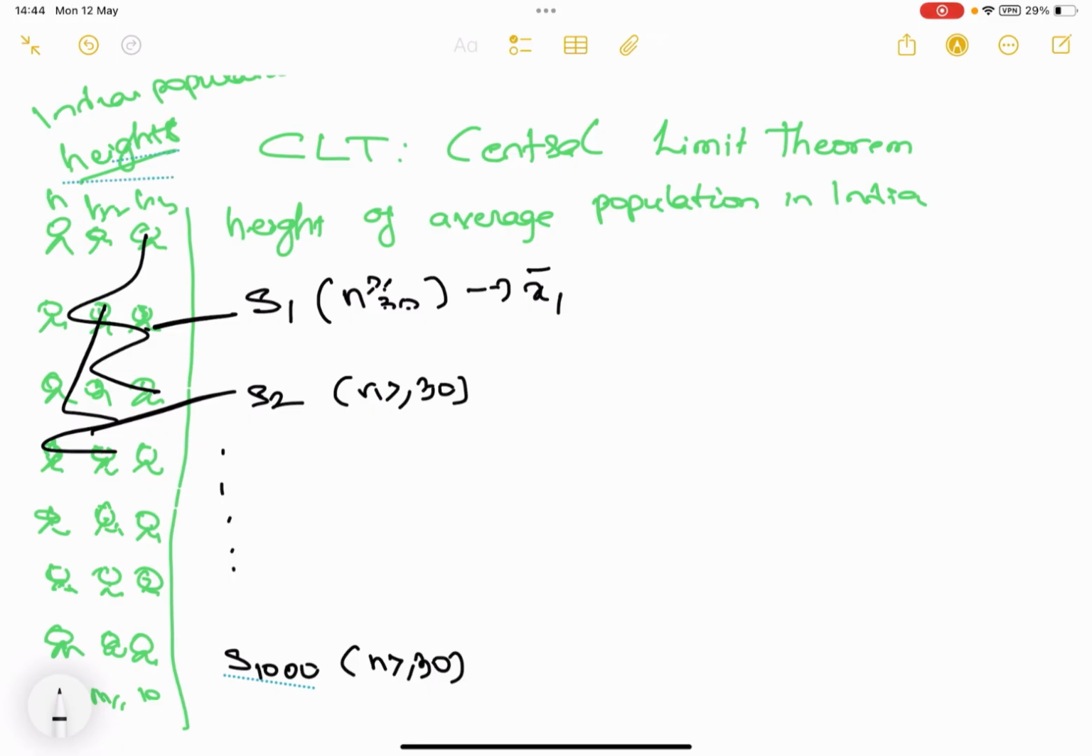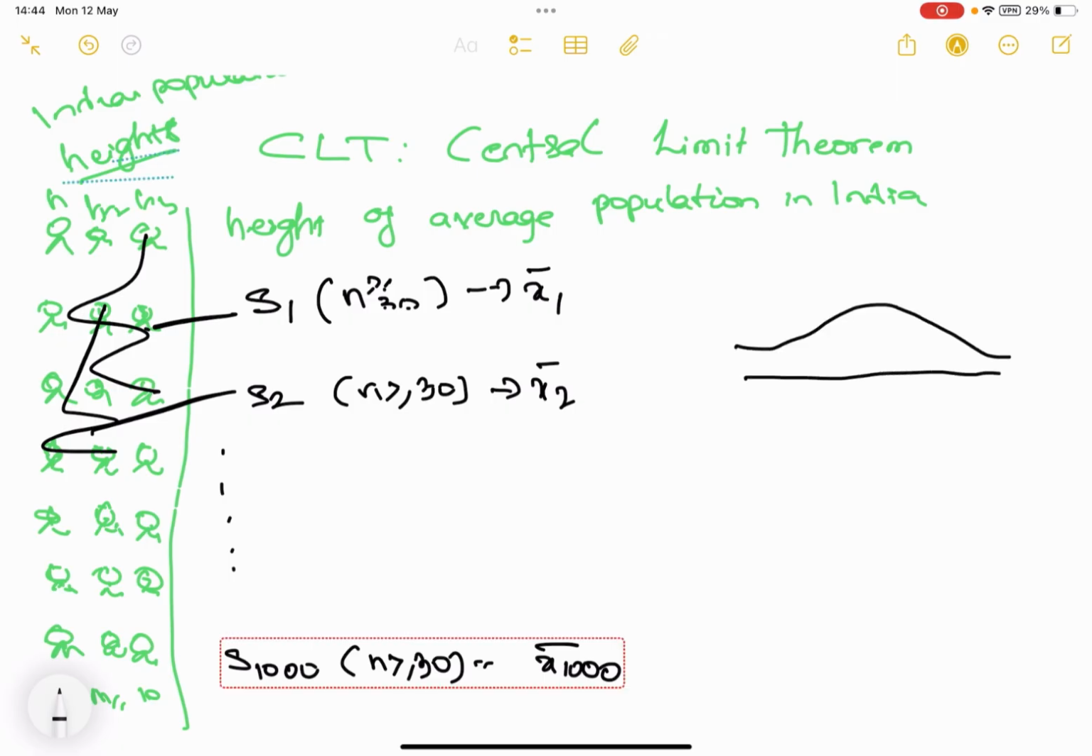The sample mean is called the point estimator. So the mean of sample 1 is x1 bar, the mean of sample 2 is x2 bar, like that. The mean of sample 1000 is x1000 bar. What I would like to do is plot these sample means into a distribution.